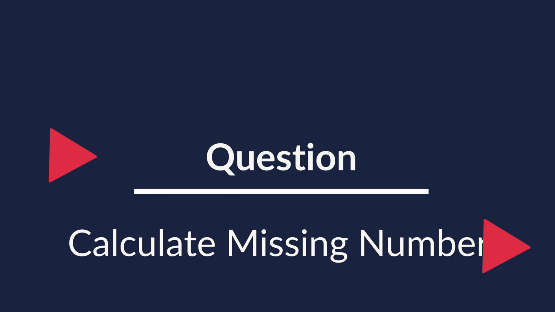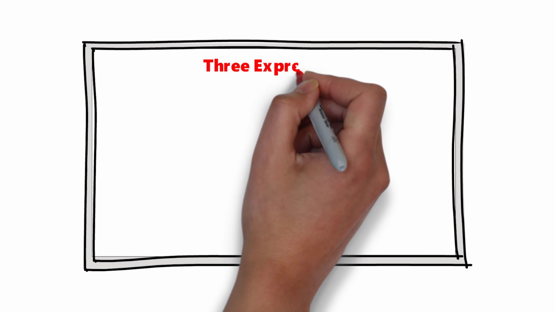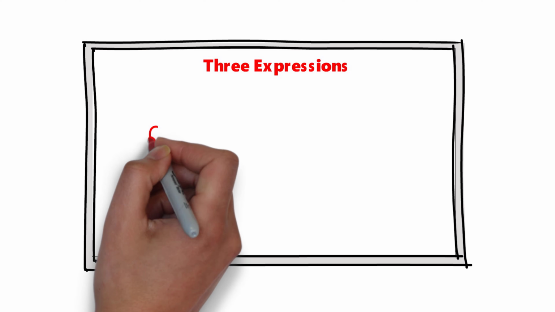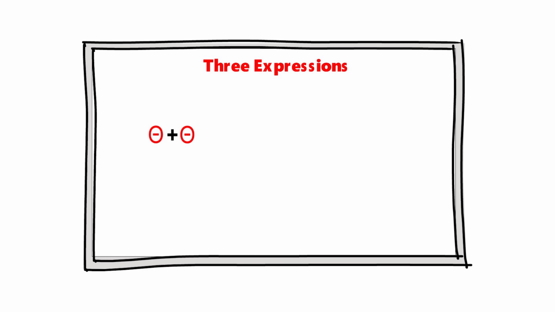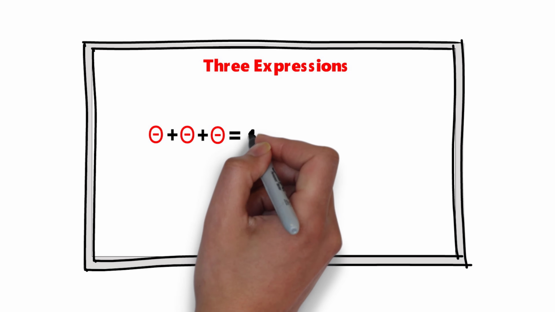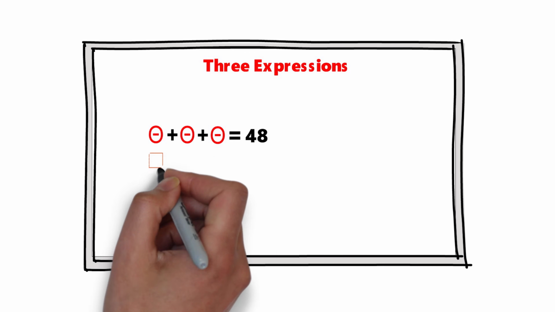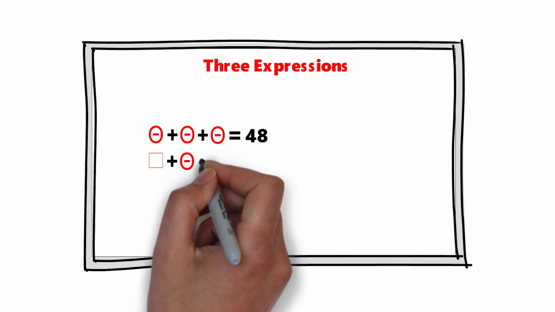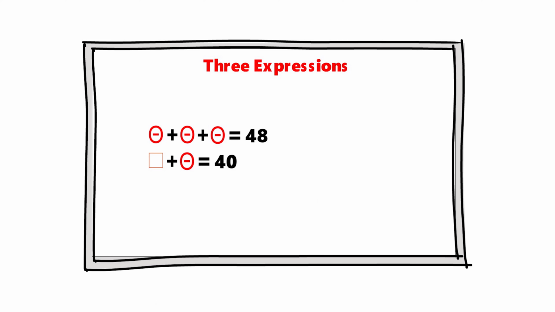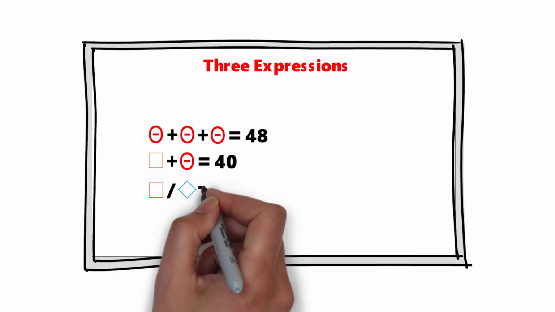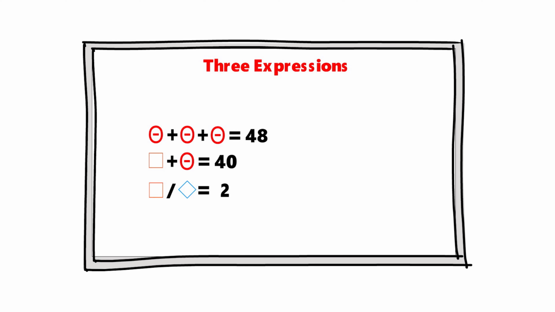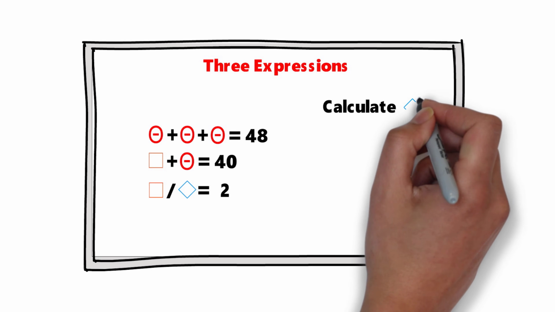Here's the cool question which is frequently used in a test. You're presented with 3 expressions. Circle with the dot inside plus another circle equals 48. In the second expression, you add square plus circle and the result equals 40. And in the third expression, you divide square by the diamond and the result is equal to... So you need to calculate the diamond.